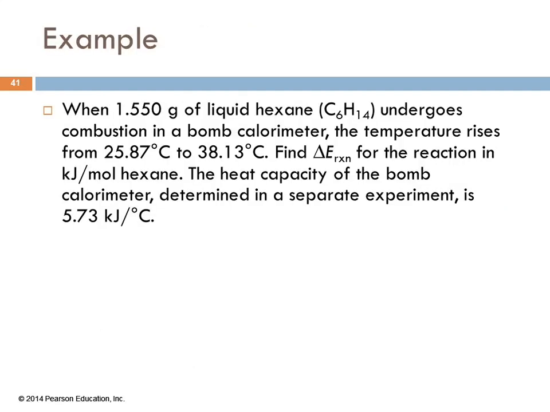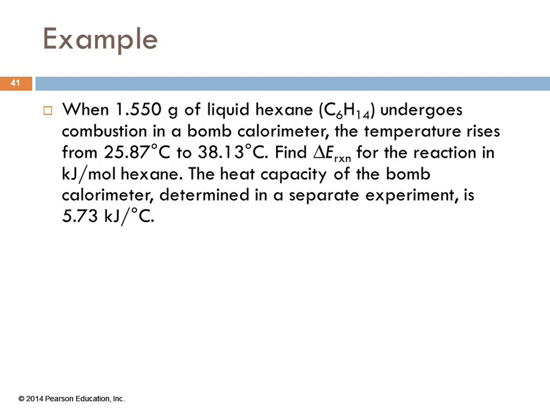Yeah. So let's look at an example. When 1.550 grams of liquid hexane undergoes combustion in a bomb calorimeter, the temperature rises from 25.87 degrees Celsius to 38.13 degrees Celsius. Find delta E reaction for the reaction in kilojoules per mole of hexane. The heat capacity of the bomb calorimeter, determined in a separate experiment, is 5.73 kilojoules per degree Celsius.